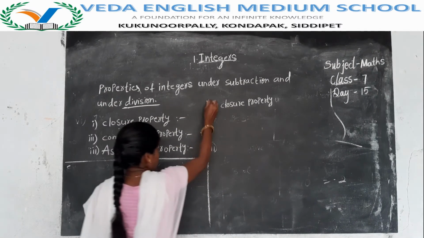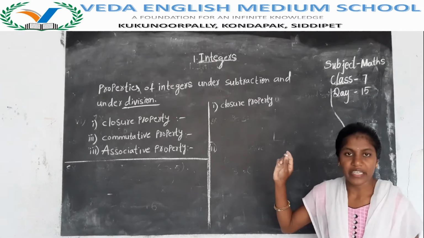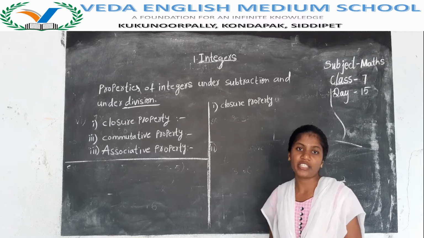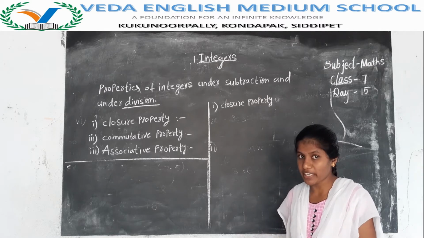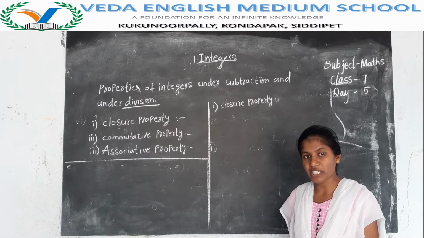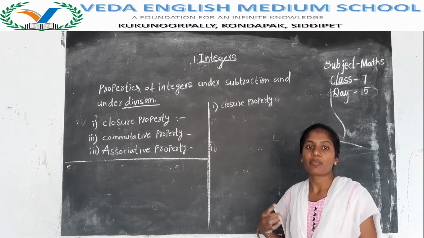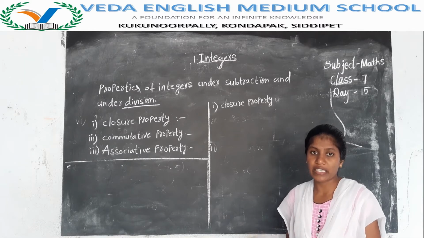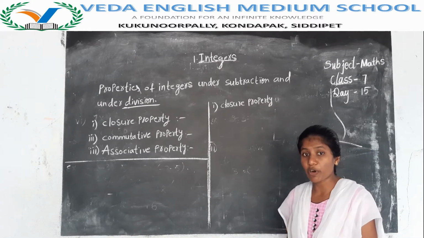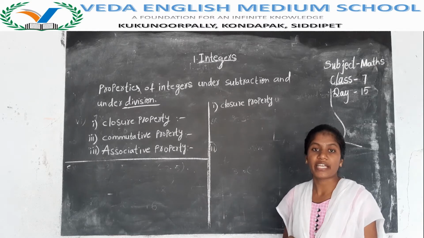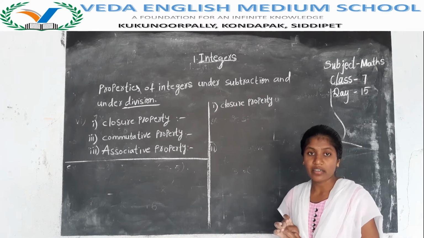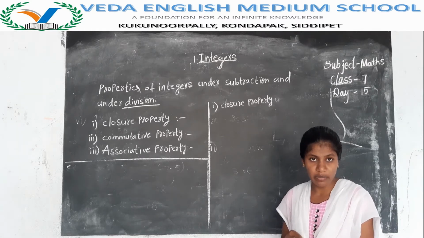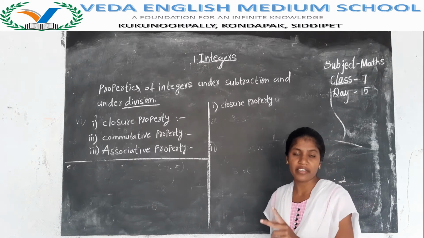Now first one, closure property under division. Closure property under addition is if you add any two integers, their sum is an integer. Under multiplication, if you multiply any two integers, their product is an integer. Under subtraction, if you subtract any two integers, their difference is an integer. Under division, if you divide any two integers, their answer should be an integer. It is not in decimals, it is not in fraction.